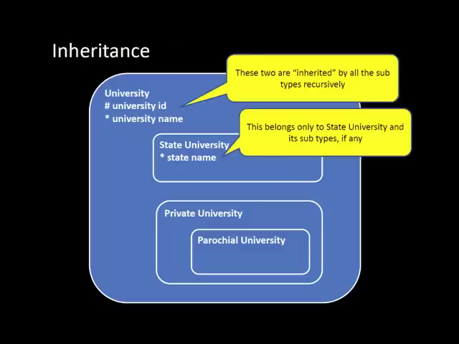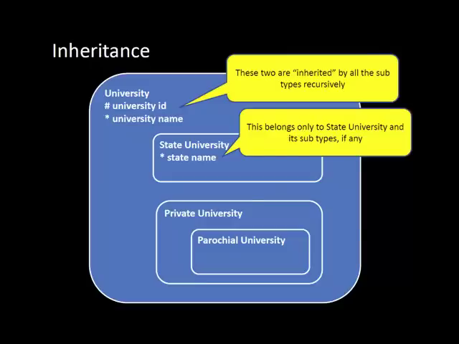Now, another important point when you talk about supertypes and subtypes is the concept of inheritance, in the sense that attributes of the supertypes are automatically inherited as attributes of the subtypes. So you've got university ID and university name as attributes of university. Therefore, those two are also attributes of state university, private university, and parochial university. Makes sense, right? Because every university has an ID and a name, and every private university is a university, so it should also have an ID and a name. That's what they call attribute inheritance. Attributes are inherited by the subtypes, and therefore they are not explicitly shown inside the subtypes. It's implied.